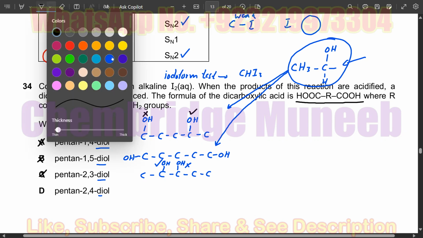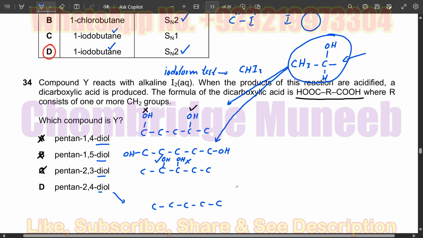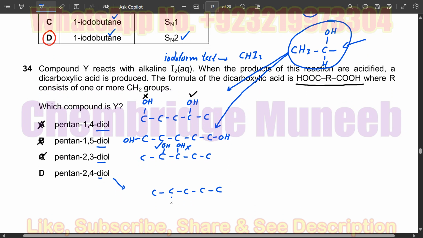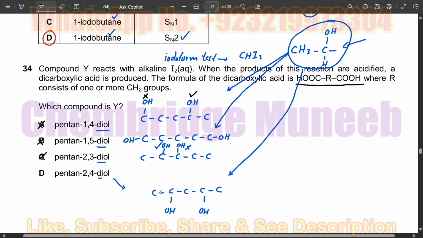Then last one, the structure of D is carbon. We have 5 carbon atoms again, and then we have alcohols on position number 2 and 4 like this. Now if we compare here, we have exactly same structures on both sides. So both of them can give the carboxylic acids, and we know that there must be formation of the carboxylic acids.